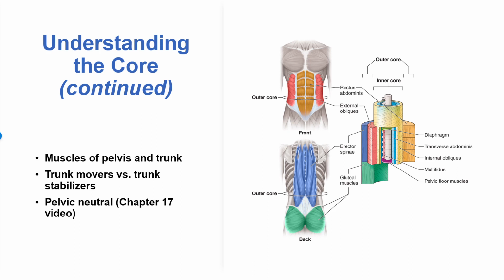We need to correct posture. This relies on our trunk stabilizers. This relies on having a pelvic neutral type position. Notably, when we look at these muscles of the pelvis and trunk creating a very solid cylinder to withstand compression and loads that are placed on it, it relies on something known as intra-abdominal pressure. So when we create intra-abdominal pressure, that is going to facilitate a very strong core.